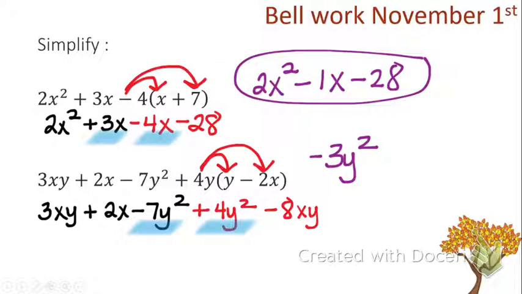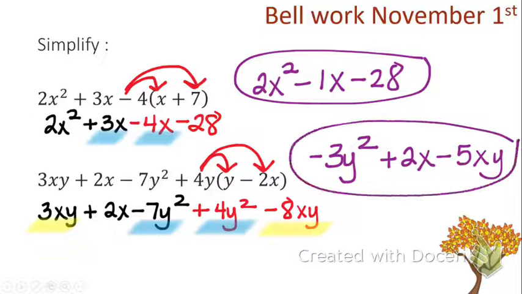And then I'm noticing I only have this 2x. There isn't anything else that just has an x, so that's going to just be by itself. So plus 2x. And now we have two terms that have an x and a y. So -8xy and +3xy. What's -8xy plus 3xy? -5xy. Good job. And that's it. Any questions about how we did that?